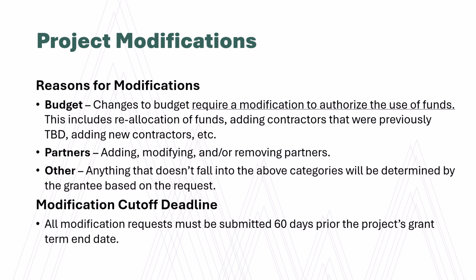The CWDB recognizes that projects can evolve throughout the grant term, and projected activities may not always progress exactly as outlined in the original grant agreement. Reasons for modification vary, but can include changes to the budget, formal partners, contractors, or other categories not already listed. Any changes to the budget will require a modification to approve the new use of funds. Budget exhibits are only in the formal contract, which is why it is crucial that all changes to the budget be modified formally in Cal e-Grants. Please note, final modification requests must be submitted 60 days prior to the project's grant term end date.